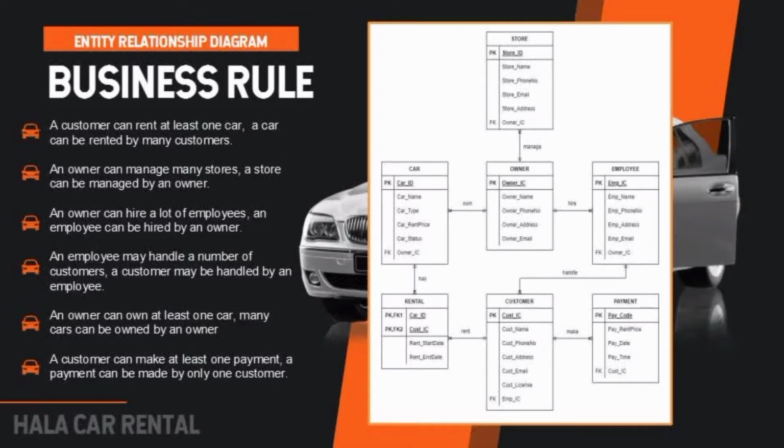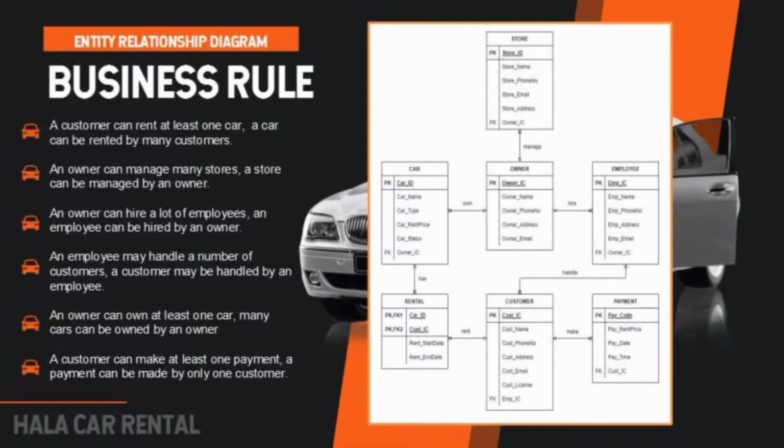Next, we go to the ERD. First, we start with store. The primary key is store ID, with store name, store phone number, store email, store address. The foreign key is owner IC. For the owner, the primary key is owner IC, with owner name, owner phone number, owner address, owner email. For the car, the primary key is car ID, with car name, car type, car rent price, car status. The foreign key is owner IC.